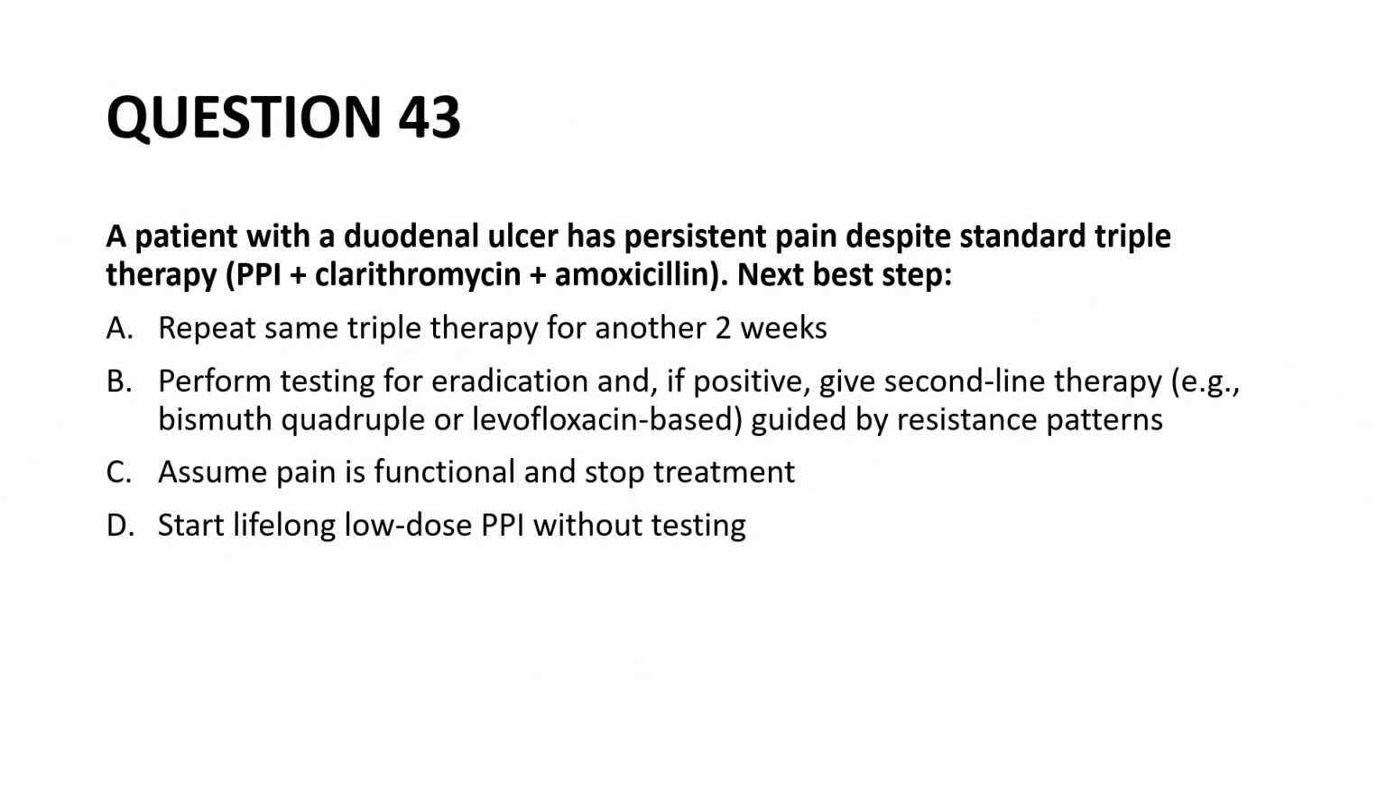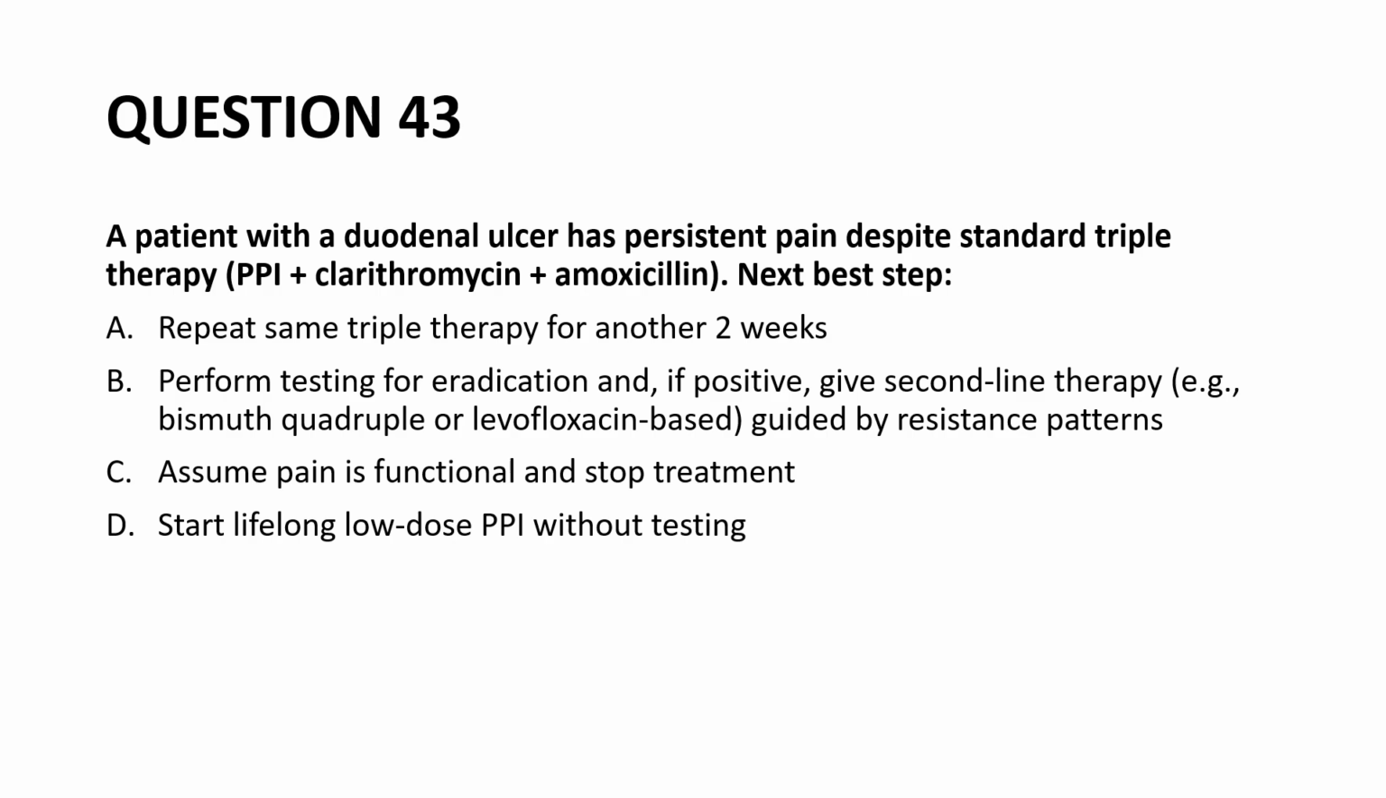A patient with duodenal ulcer has persistent pain despite standard triple therapy, proton pump inhibitor, clarithromycin plus amoxicillin. What is the next best step? Repeat same triple therapy for another 2 weeks. Perform testing for eradication and if positive, give second line therapy. Assume pain is functional and stop treatment. Start lifelong low-dose PPIs without testing.